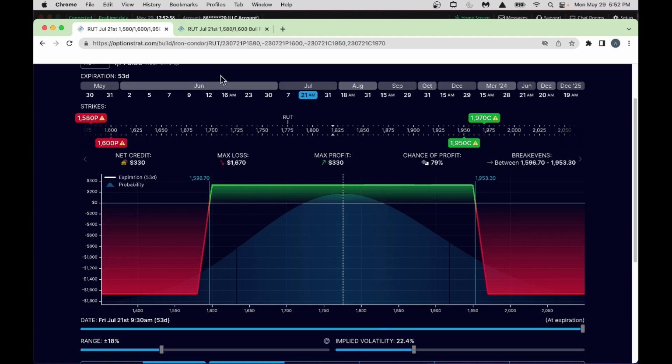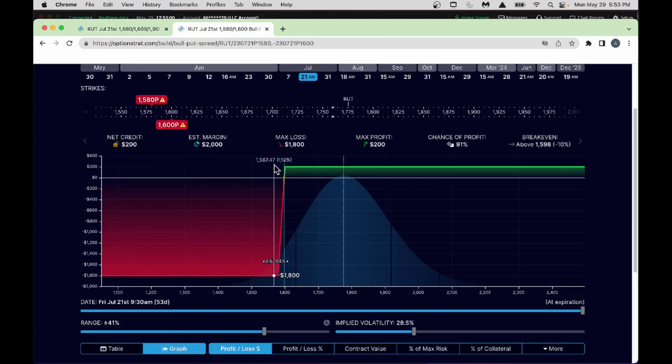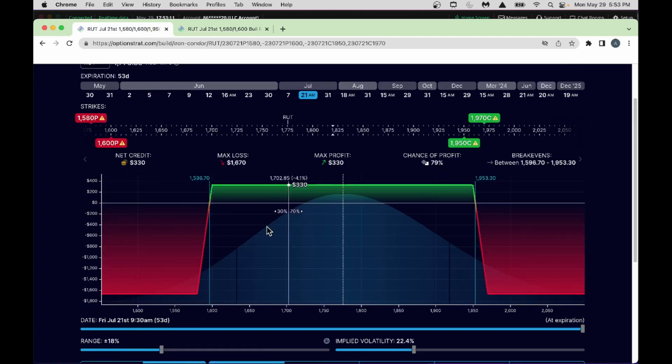As you compare your put spread here, look, we got the put spread here, bull put spread. Chance of profit is 91%. We are just making $200. Just by adding one more call spread here, look, we are now making $330. That's why it's one of my favorite strategies. Market oscillates up and down.